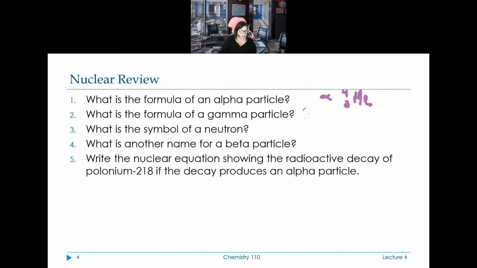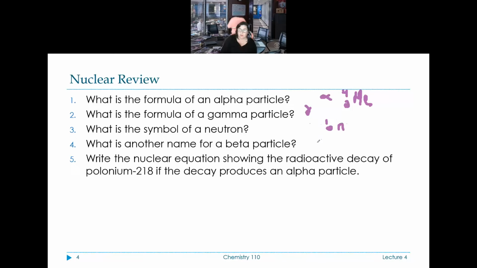Awesome. What's the formula of a gamma particle? Well, a gamma particle looks like that. It's a gamma. It's just energy. That's all that is. Okay. What's a neutron? 1,0 n. So it's a neutron. It has no protons and 1 mass number for the neutron.